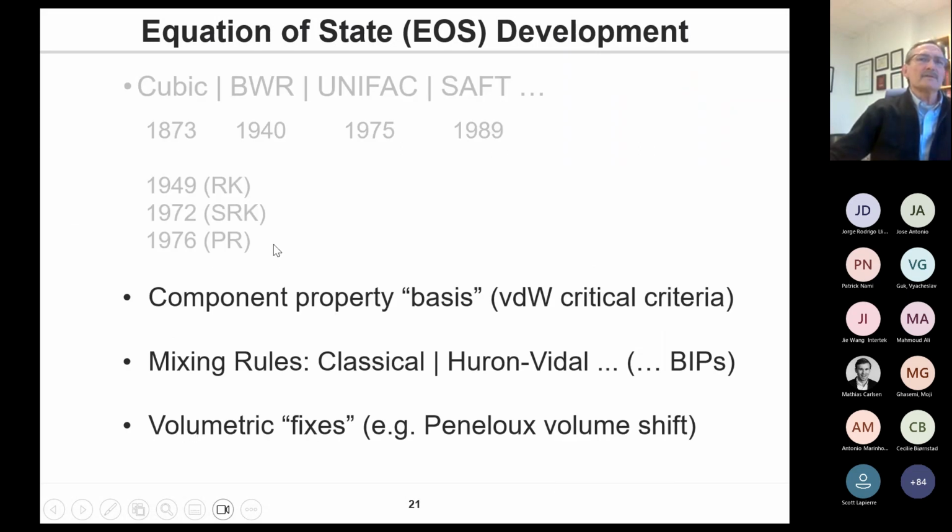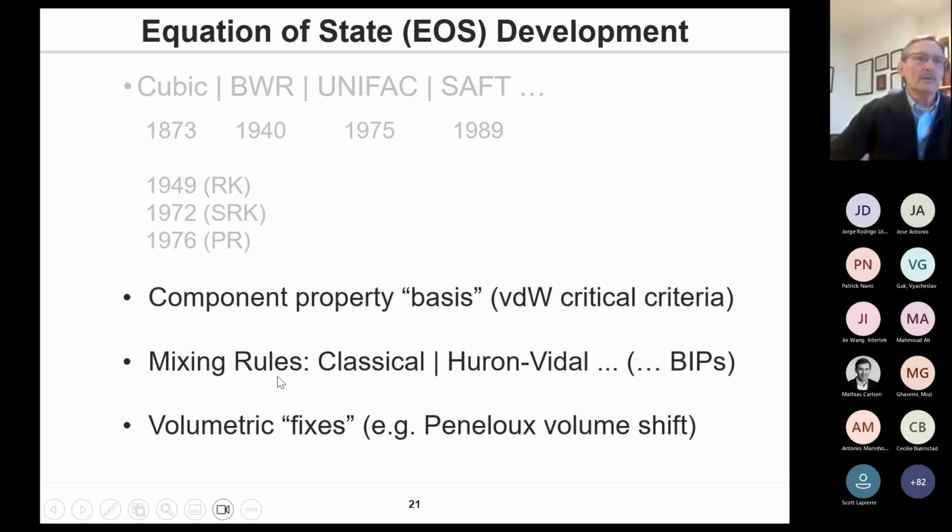Now, in order to develop an equation of state, you have to come up with a way to find what the constants are, in the case of cubic, A and B. And that's usually tied to the critical properties of the component through the van der Waals critical criteria: first and second derivative of pressure with respect to volume being 0. And then, like in the Soave and the Peng-Robinson, we use the vapor pressure condition to come up with that correction term to the A to give us the accurate vapor pressure description at temperatures below the critical.